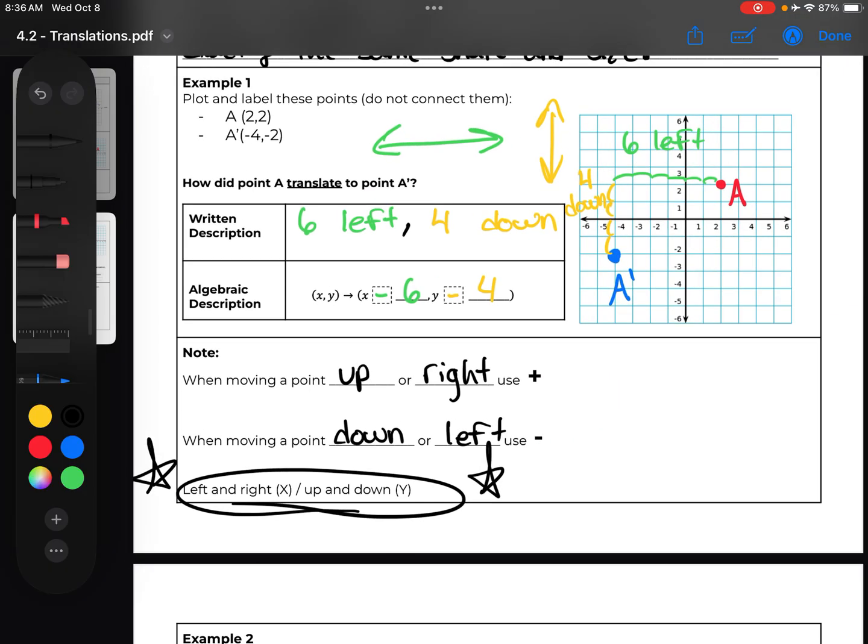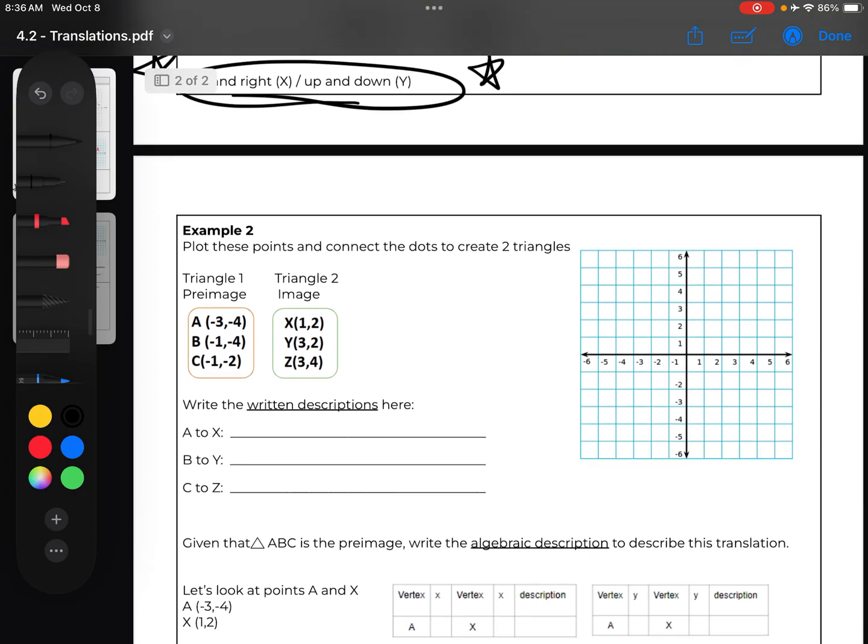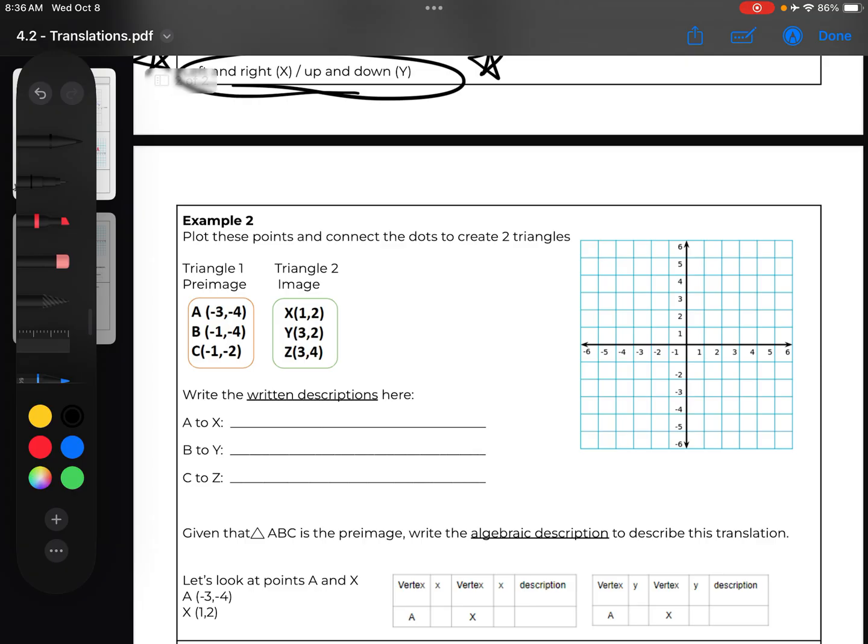That is important. We are going to go ahead and move on to example 2 on the back side. They say, plot these points and connect the dots to create 2 triangles. So it looks like we have triangle 1, the pre-image, and triangle 2, the image. So I'm going to go ahead and plot the points for the pre-image. So point A is at the coordinates -3, 4, -4. So that's point A.